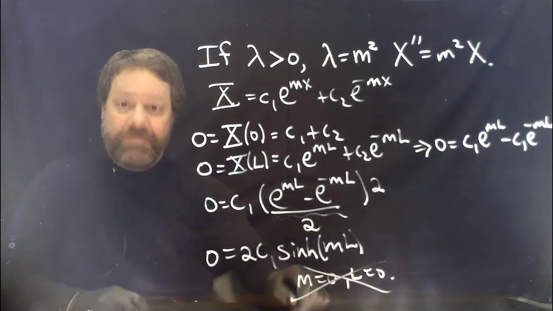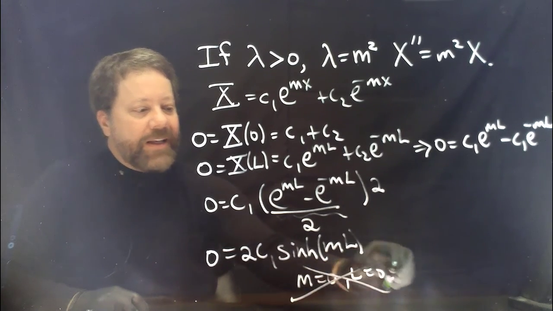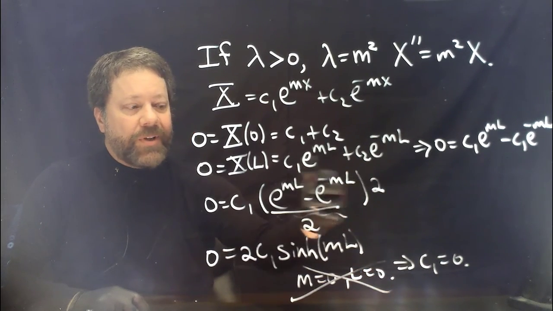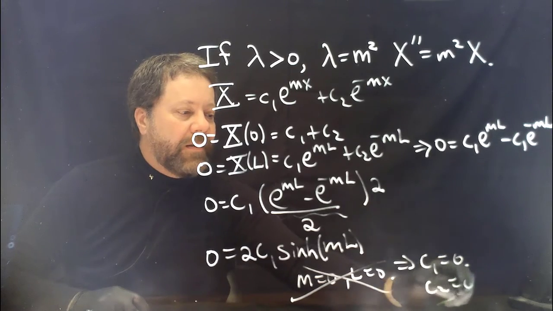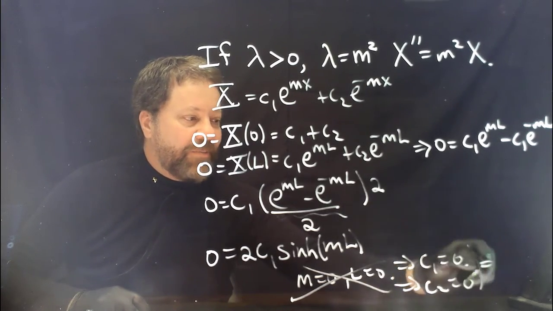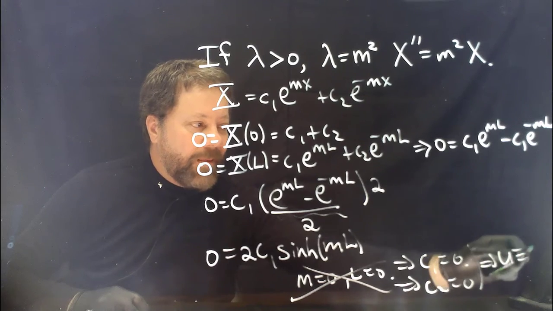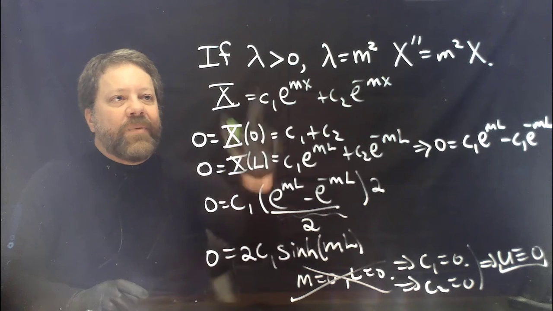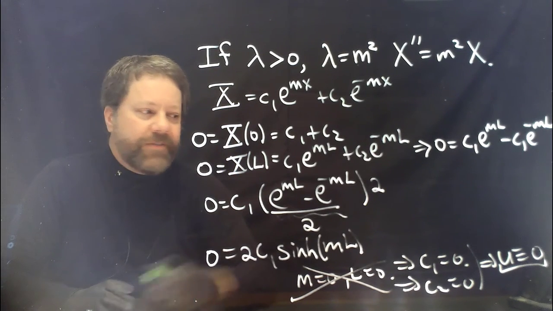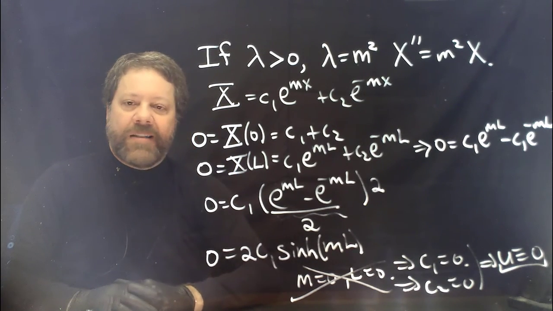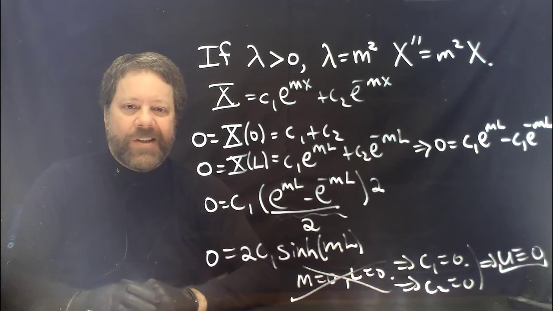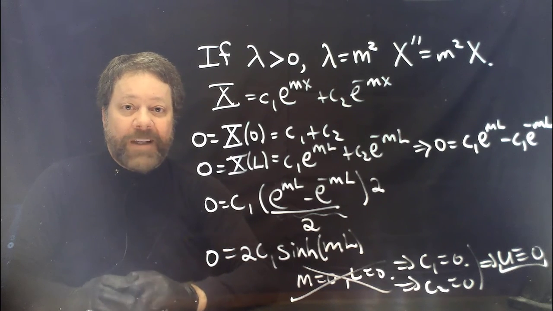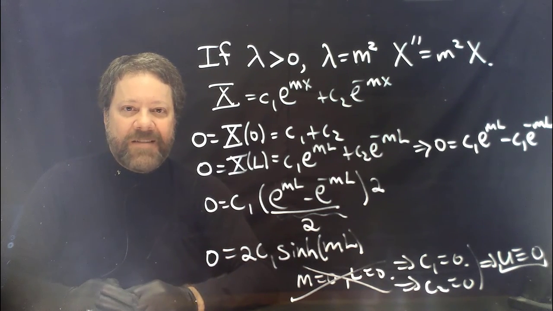Both of these are called out, so that implies that C1 is 0, and hence C2 is also 0, and these together imply that u is identically 0. So the only solution in the case when the constant lambda is positive is when the string is not vibrating at all, which is not an interesting situation. There are two other parts of the trichotomy to investigate, so let's look at those next.